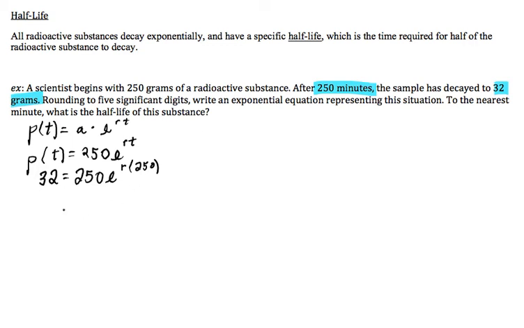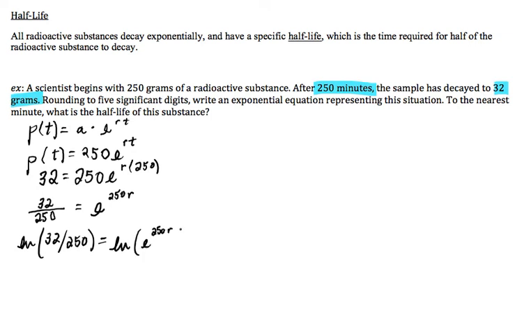Okay, so next we can solve. So we're going to first divide by 250 to get that out of the way. So 32 divided by 250 is equal to e to the 250r. And we'll take the natural log of both sides. So we have the natural log of 32 over 250 is equal to the natural log of e to the 250r. And then over here, those cancel. So we get 250r is equal to this.